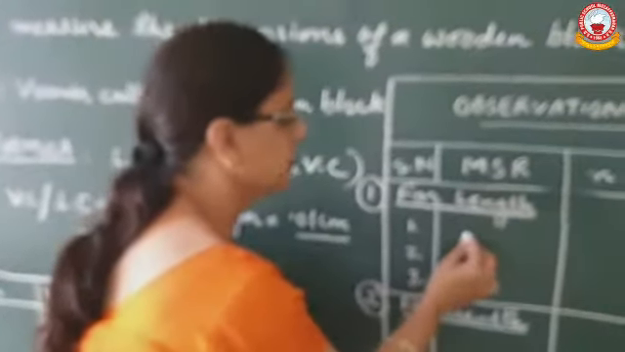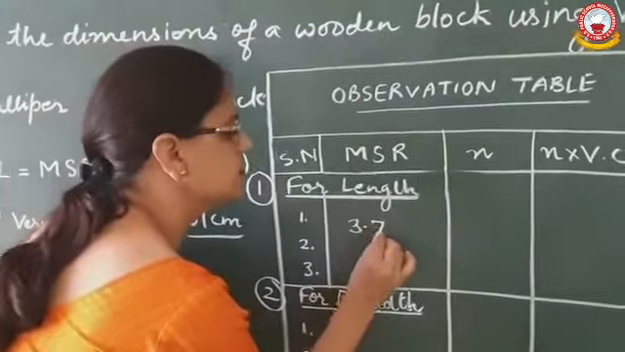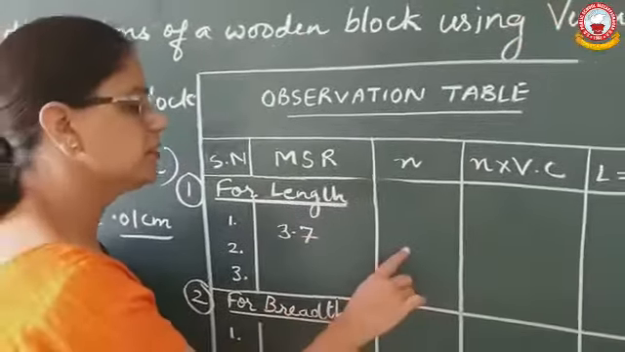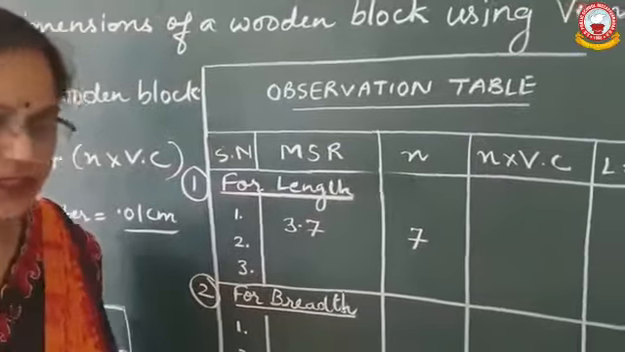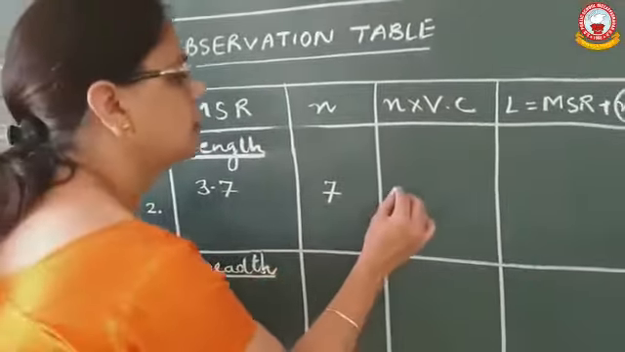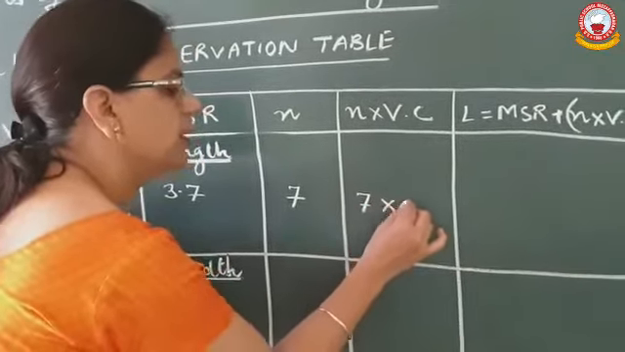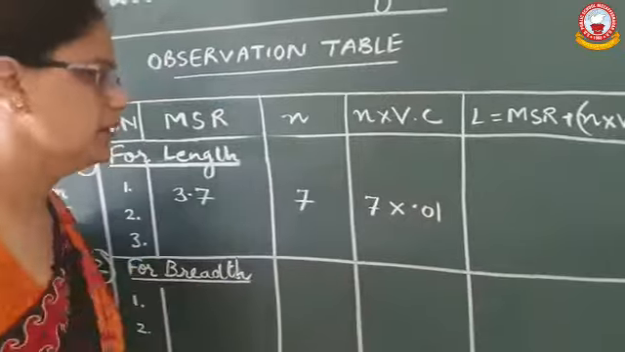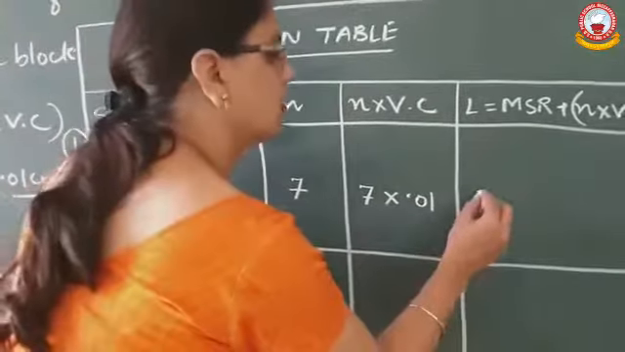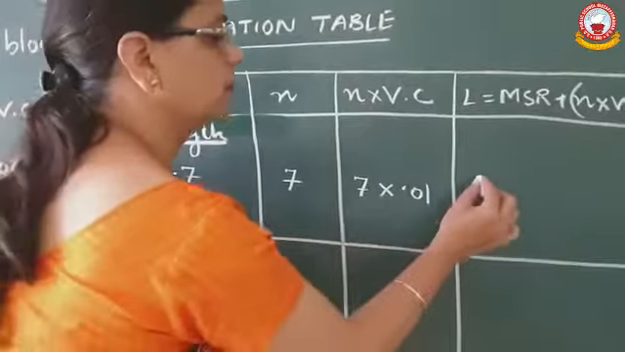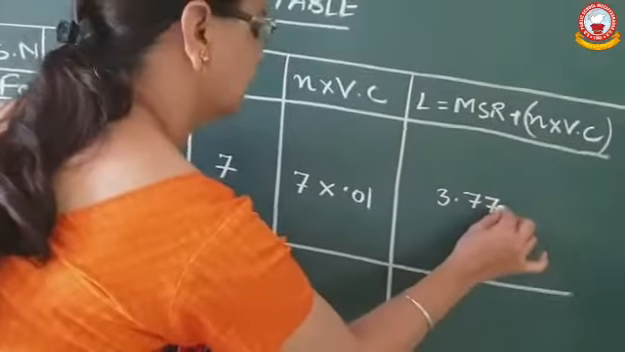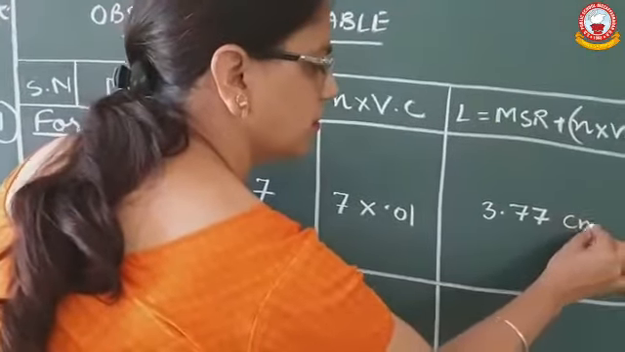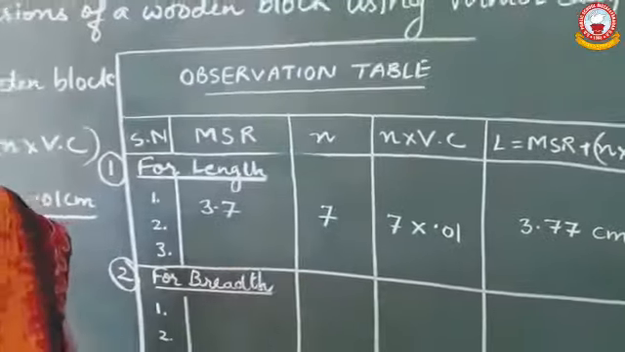So our main scale reading here is 3.7. The number of divisions coinciding was the 7th one. It seemed to be the 6th, but actually it was the 7th. So 7 multiplied by the vernier constant will give us the value after using the working formula. It will come out to be equal to 3.77 centimeters. Now we will take the second observation.